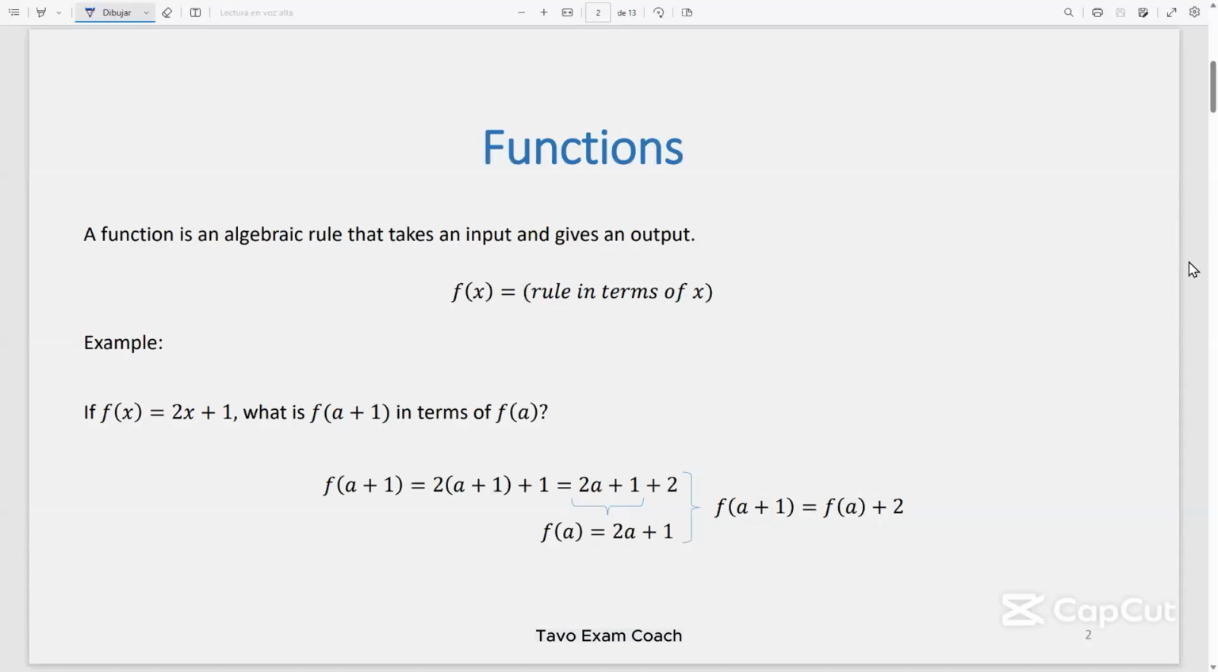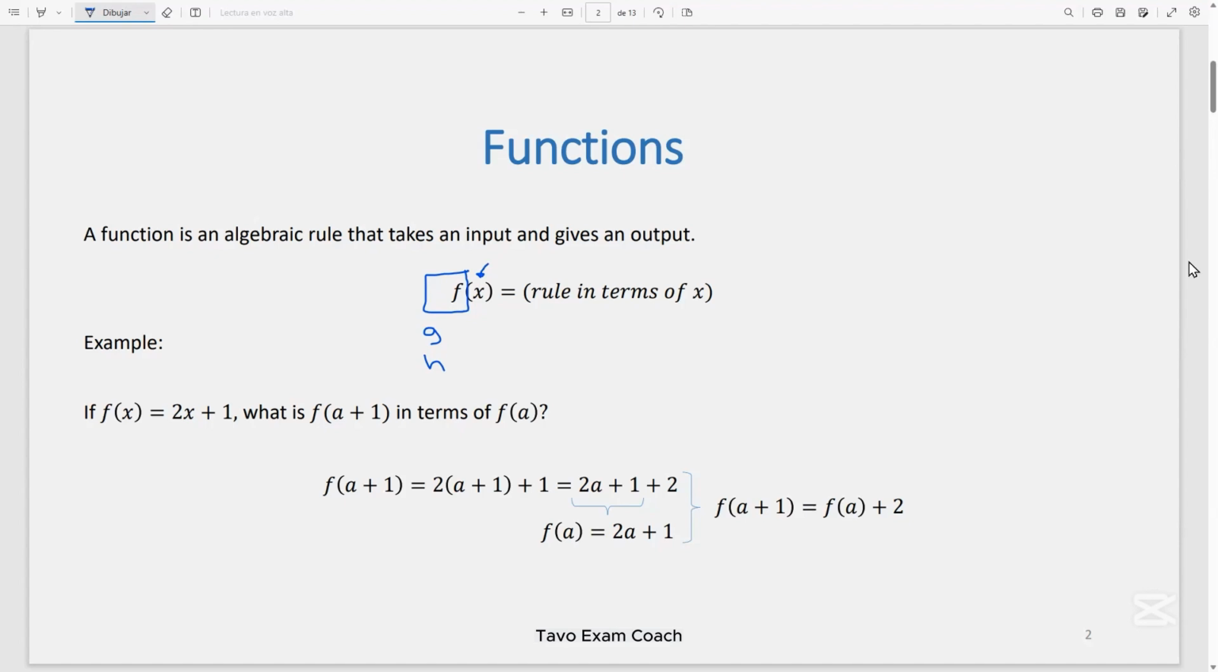What is a function? It's an algebraic rule that takes an input and gives an output. The notation for a function is the name of the function, which is usually small letters such as f, perhaps also g can be used, or h, or perhaps short words that are used as the names of the rules. Then a variable follows next between parentheses.